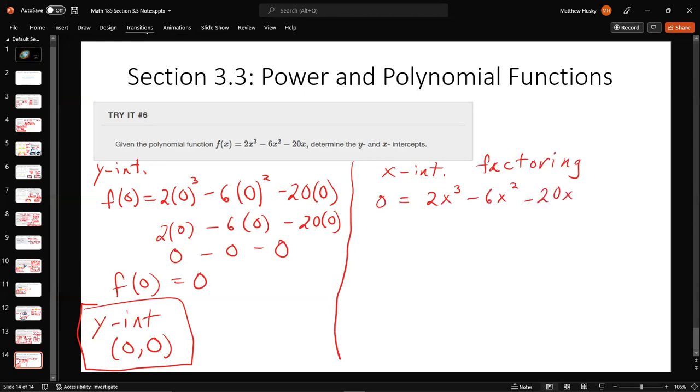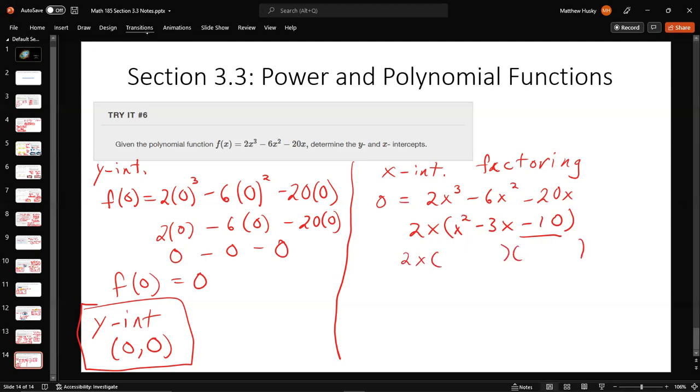This has a greatest common factor. You can divide a 2 and an x from each of the terms. And if you do that, this will leave you with x squared. That will leave you with minus 3x. That will leave you with minus 10. So every one of them has one fewer x. And then I have divided all the coefficients by 2. So instead of 2, 6, and 20, I now have 1, 3, and 10. Now you can factor this thing. Here's a minus 10.